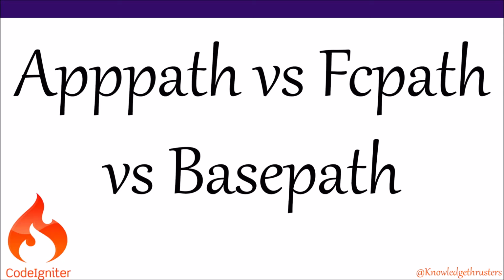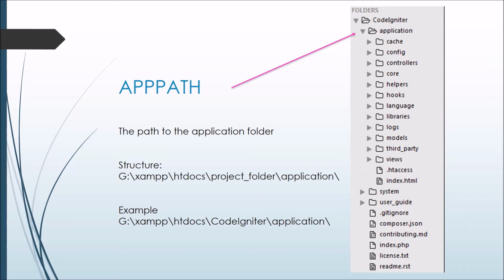So today I will show you the difference between APPPATH, FCPATH and BASEPATH. So let's get started. First one I'm going to start with is APPPATH. APPPATH basically gives you the path to the application folder. You can see the structure. First one is your disk, then xampp folder, htdocs, and then your project folder with application in the last. So if you want to use any file from your application folder, then you use APPPATH there.